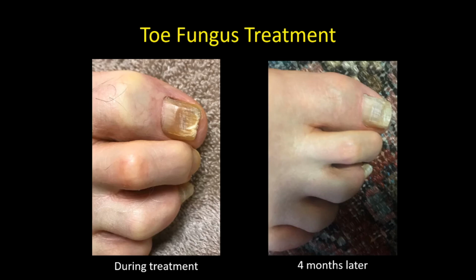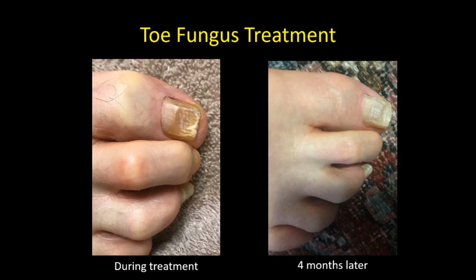So here's a picture of the big toe here, and it talks about during treatment. Now originally on that foot, toe fungus was all the way down to the quick, and I can't really tell you how long it took to grow out to the point where you see during treatment, but I would say probably 6 to 8 months. And then you see during treatment, and then you can see on the right the way it looks now after it's grown out another 4 months.